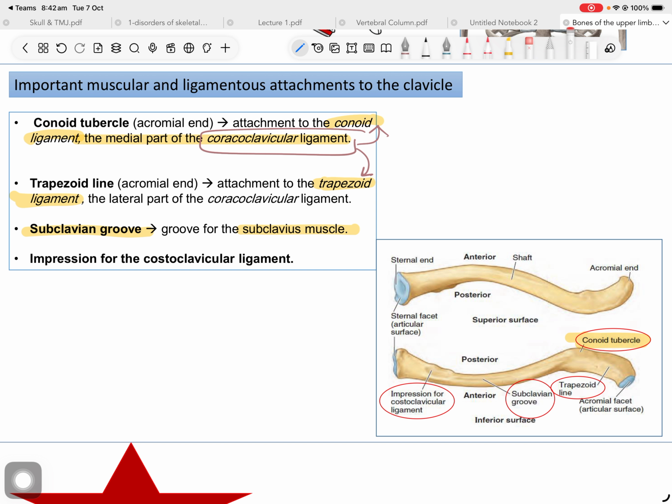Here I have a large ligament, we call it coracoclavicular ligament with its two parts. And in the middle, it is site for muscle attachment. We call it the subclavius muscle. Okay? So this is why the inferior surface, it is rough.